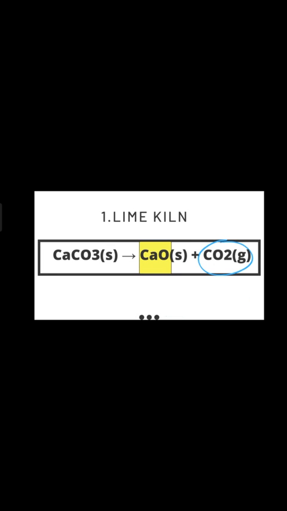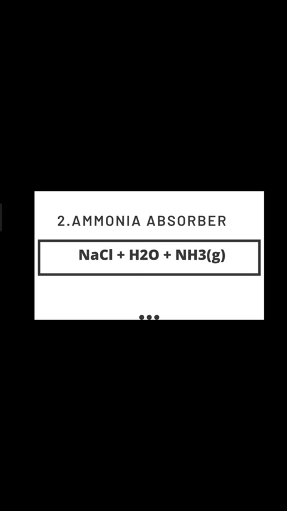Now let's look at the individual chemical reactions occurring in each tower to get a better understanding of the chemistry behind the Solvay process. The number one tower is the lime kiln, where the calcium carbonate is decomposed into calcium oxide and carbon dioxide. The carbon dioxide here is then fed into the carbonation tower. The second tower is the ammonia absorber tower, where NaCl, water, and ammonia gas are fed, or simply you can say that there are two components in the ammonia absorber tower, brine and ammonia.